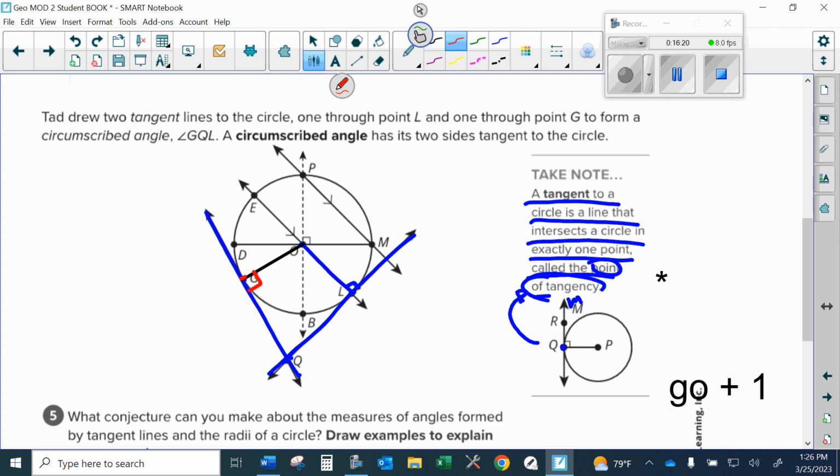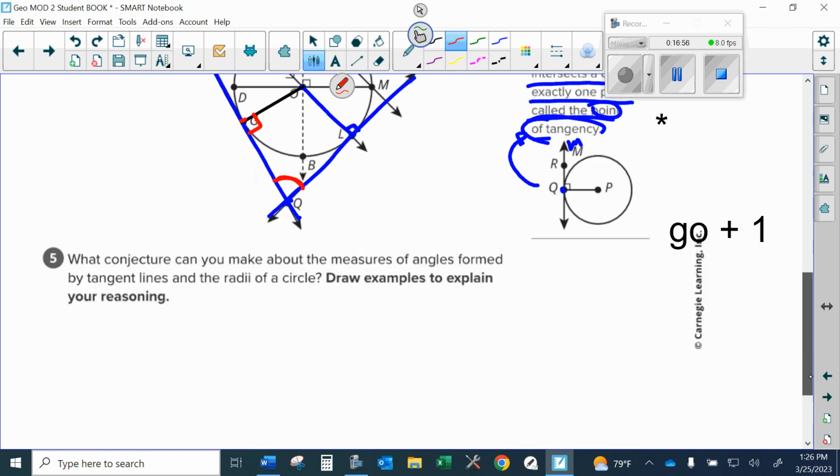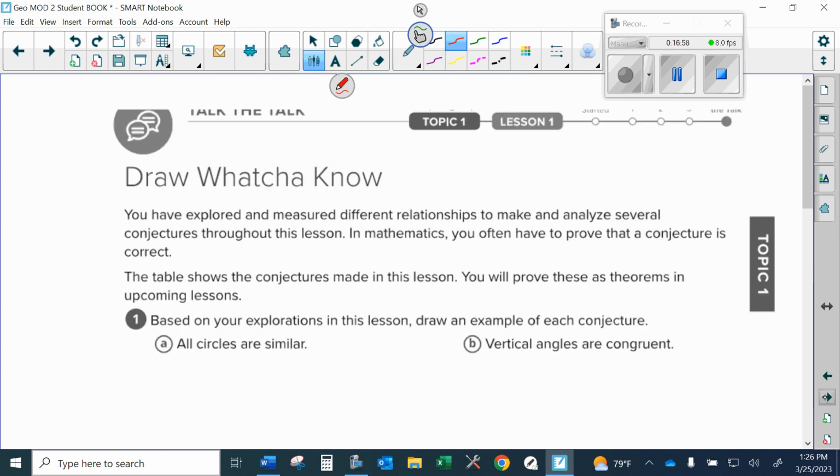Okay, a circumscribed angle has 2 sides. It's 2 sides tangent to the circle. So they're calling this angle right here a circumscribed angle. Okay, circumscribed means about or around. It's around the circle, outside the circle. A lot of people just call it an external angle, but this book calls it a circumscribed angle. It's an angle outside the circle. Okay, and according to this one, the circumscribed angle can only be 2 tangents. All right, so vocabulary. Go ahead 1 page.